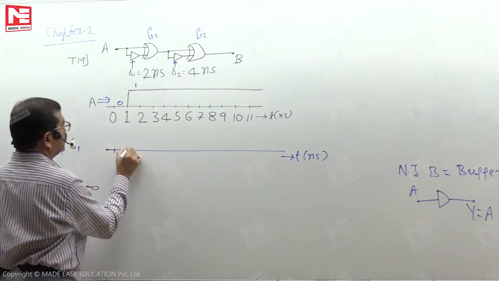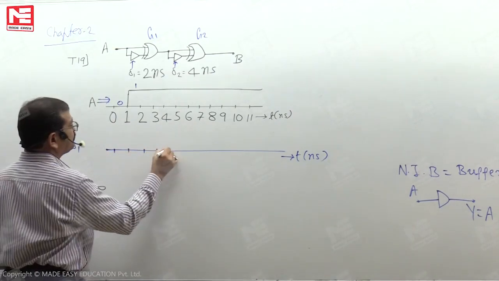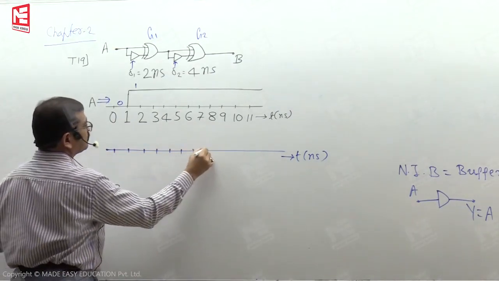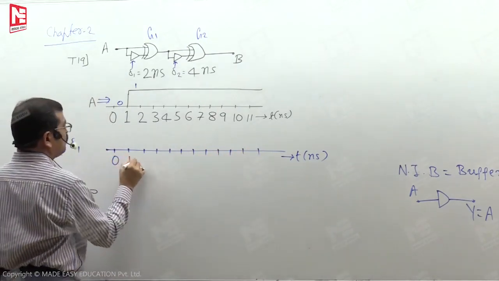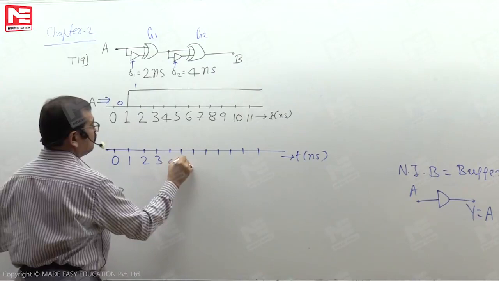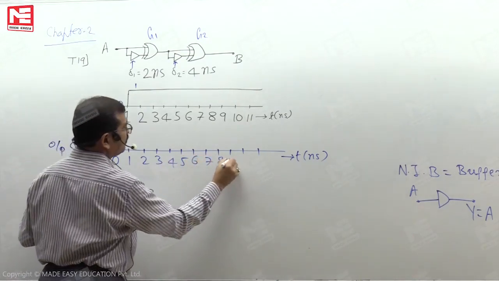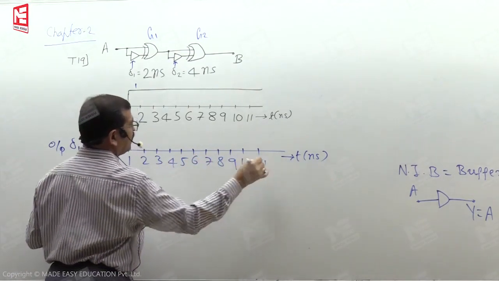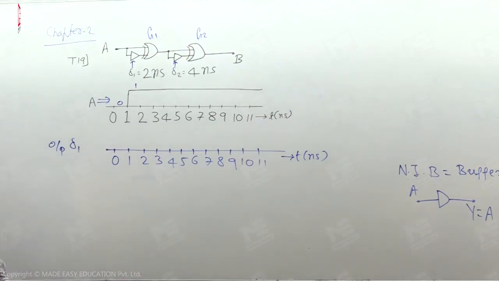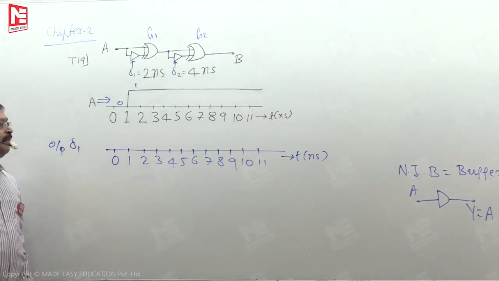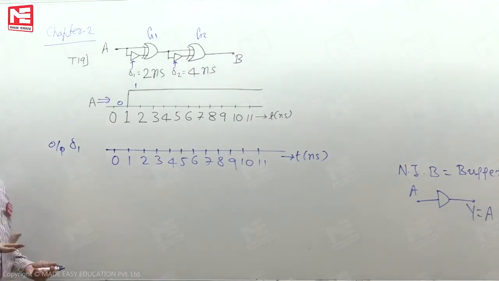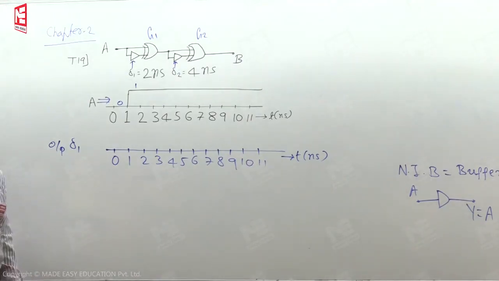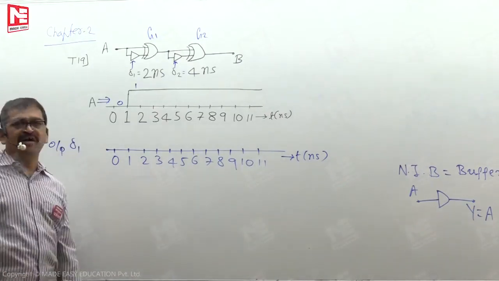So let's go with the same scaling. Zero, 1, 2, 3, 4, 5, 6, 7, and so on up to 11. Delta 1 is a buffer gate, a non-inverting buffer, as I said already. So what is the input we are having? The same is available at the output, but delta 1 is having a delay of 2 nanoseconds.